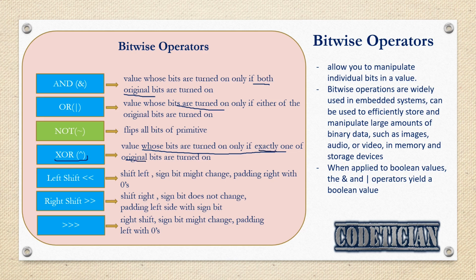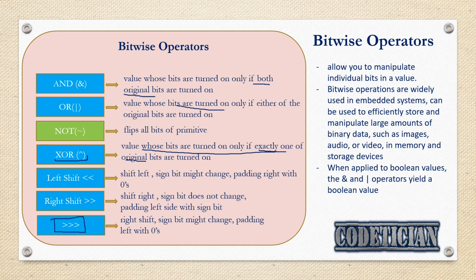So suppose you have 2 operands whose bits at one particular position are 1 and 1. Now bitwise OR will give you 1, but bitwise XOR will give you 0. Then there are 3 shift operators: the left shift operator, the right shift operator, and the unsigned right shift.